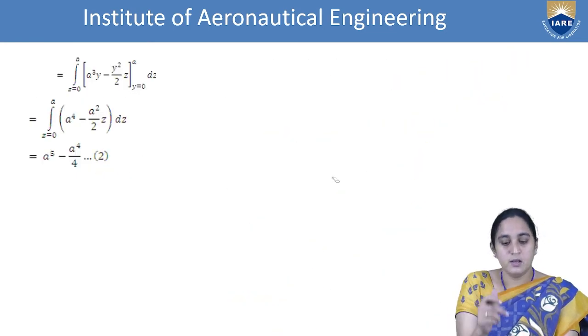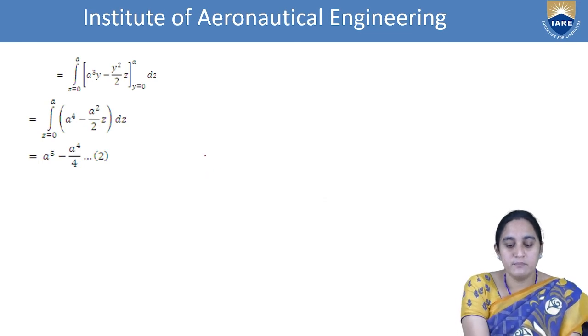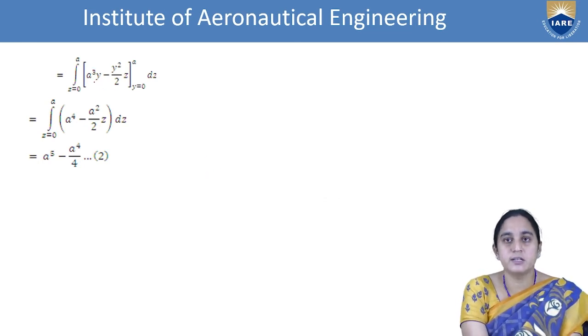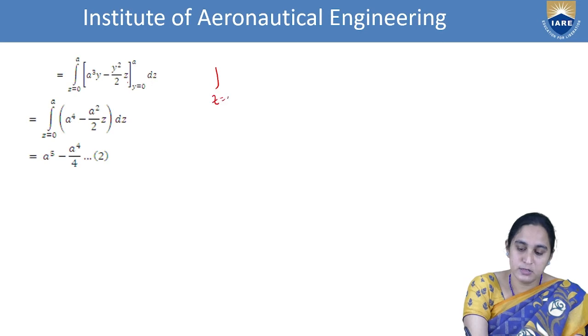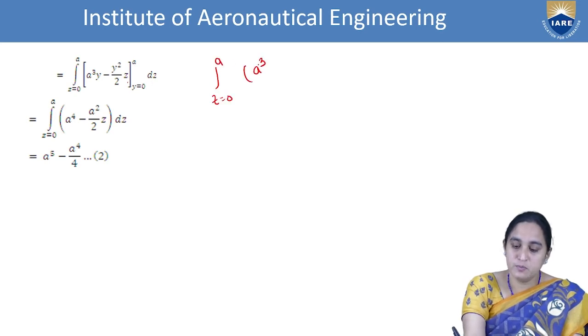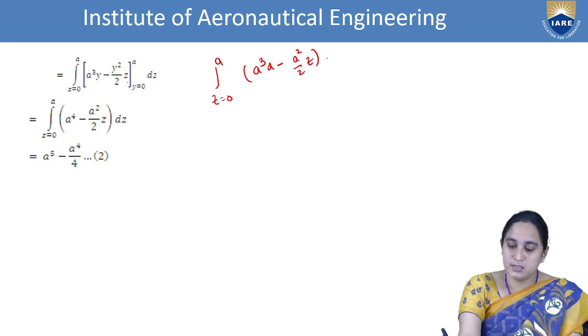That is, integral with respect to y: a cube y minus y square by 2 into z, and what are the limit points for y? 0 to a, into dz. Here substitute the y limit points, that is integral z is equal to 0 to a of (a cube times a minus a square by 2 into z) minus the lower limit y is 0, into dz.